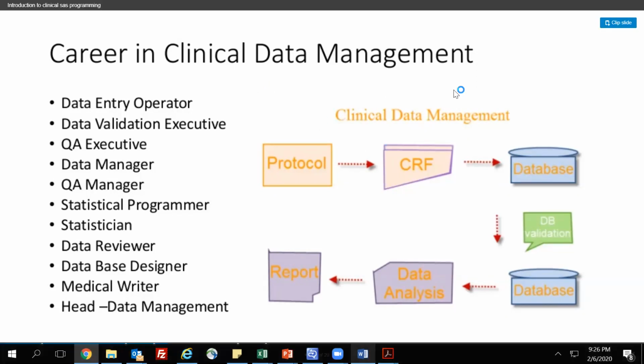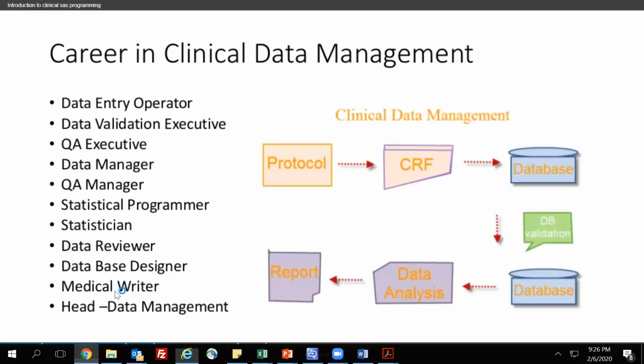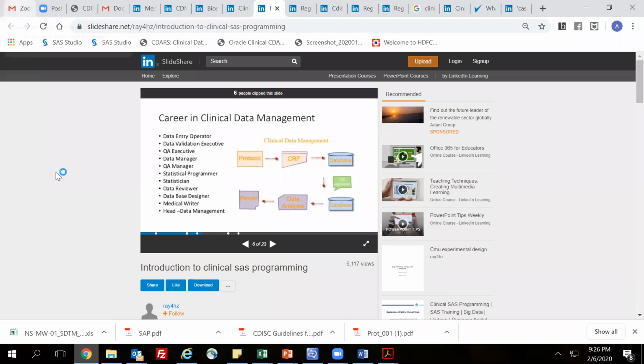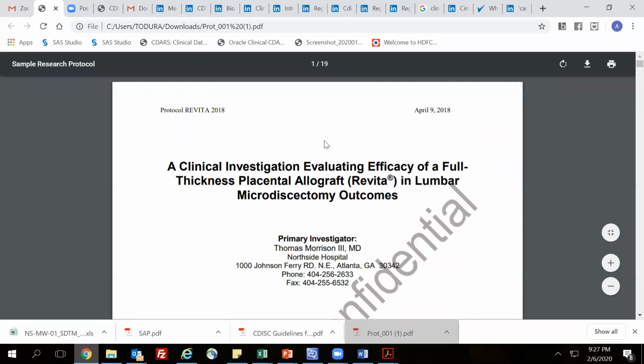So let's start with this now. This is clinical data management, and I'll explain how the data flows. This is a protocol. I'll just show you the protocol. One second. Yeah, this is a protocol. These are live things I'm showing; this was a study which I worked on.